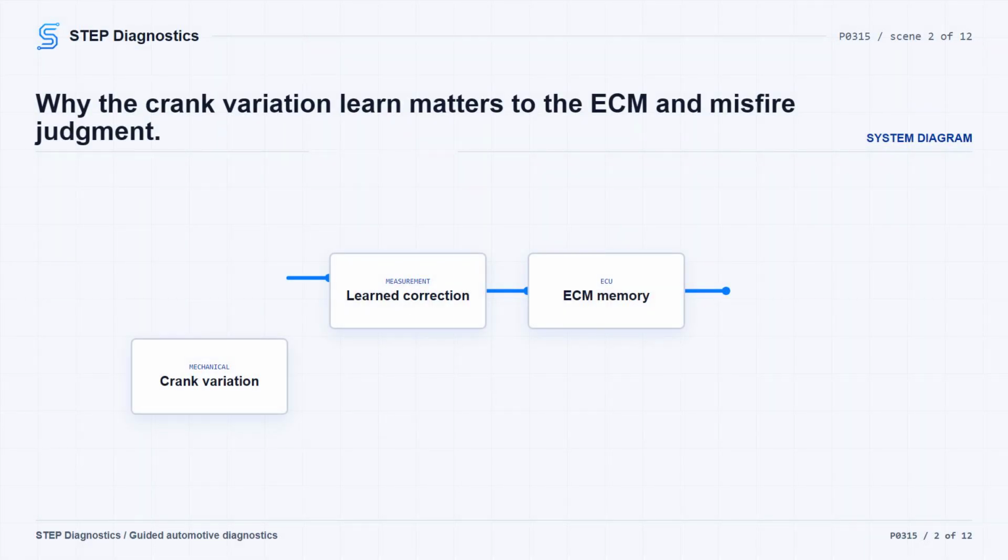Broadly, the possible fault areas can include an incomplete learn, battery condition, the crank sensor and reluctor relationship, mechanical crankshaft issues, signal interference, or later in the path, the ECM. Start with the basic system checks, then follow a structured diagnostic approach instead of jumping straight to parts.